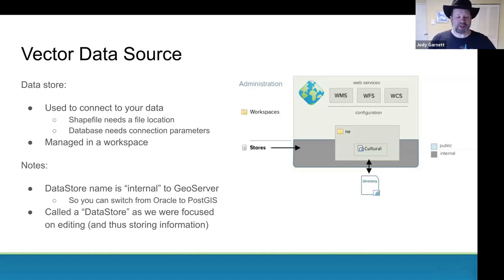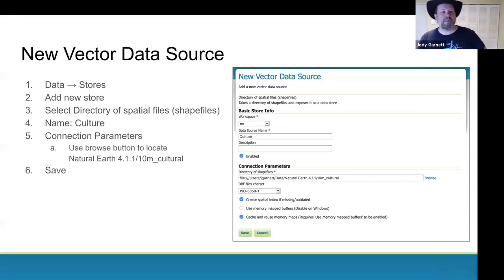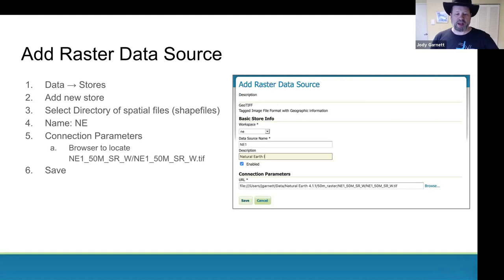The data source name is internal to GeoServer, so we can switch between shapefiles and Oracle and Postgres, and no downstream client is going to know the difference. We call this a data store in some cases because we are occasionally focused on editing, and thus storing information. We can add new vector data sources. So here I am setting up a directory of shapefiles. We can also add a raster data source. So this is going ahead and adding, publishing a single GeoTIFF.